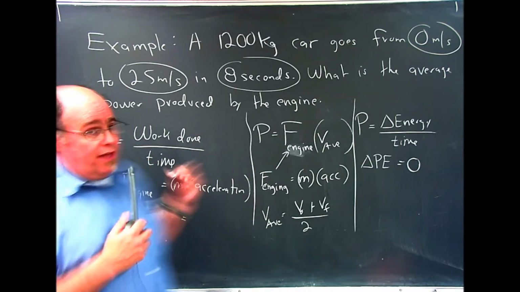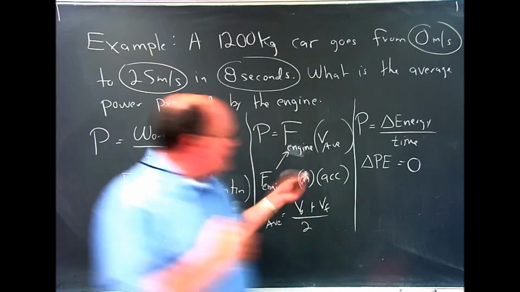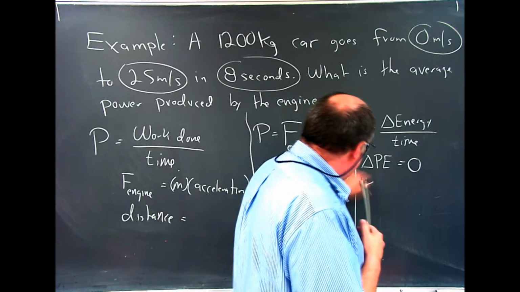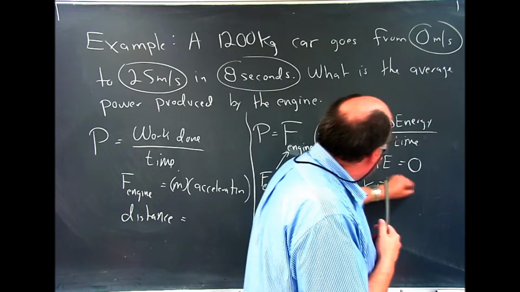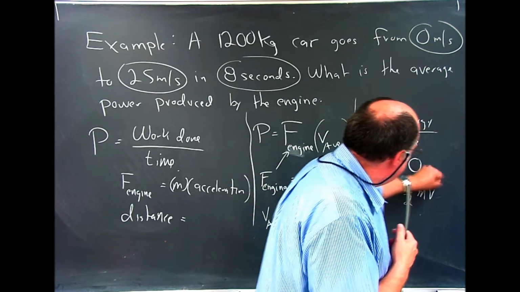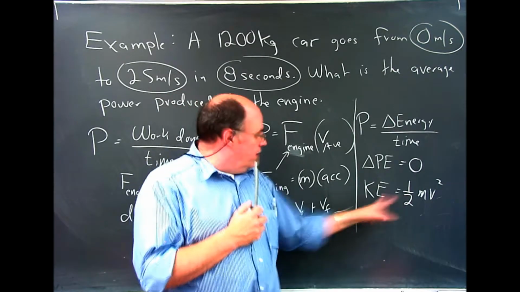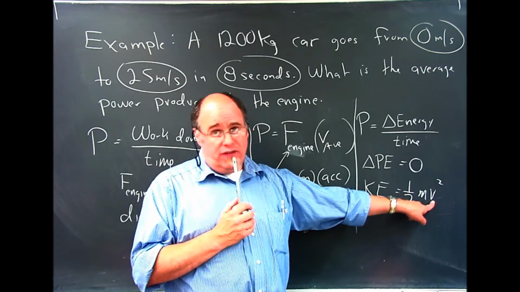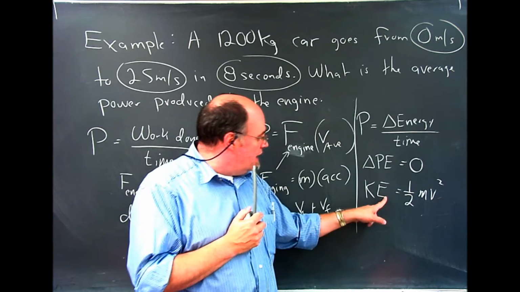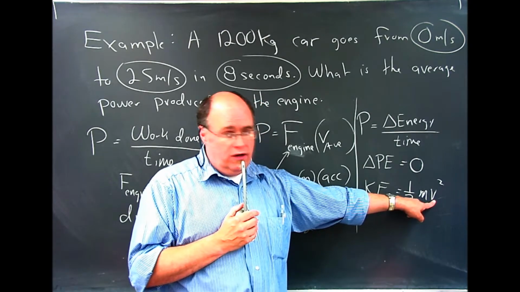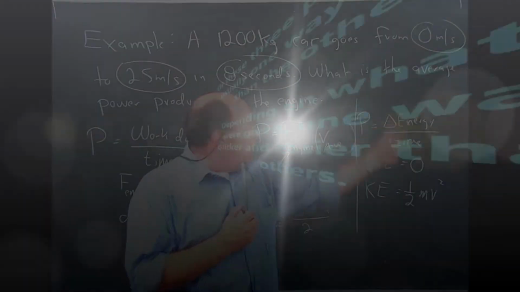What's the other type of energy we've been dealing with? Kinetic energy. So the kinetic energy formula would be 1/2 mv squared. So if we're talking about the change in the kinetic energy, well, the final kinetic energy would have a final velocity here, and the initial kinetic energy would have the initial velocity here. And then we do that, and we divide it by time.